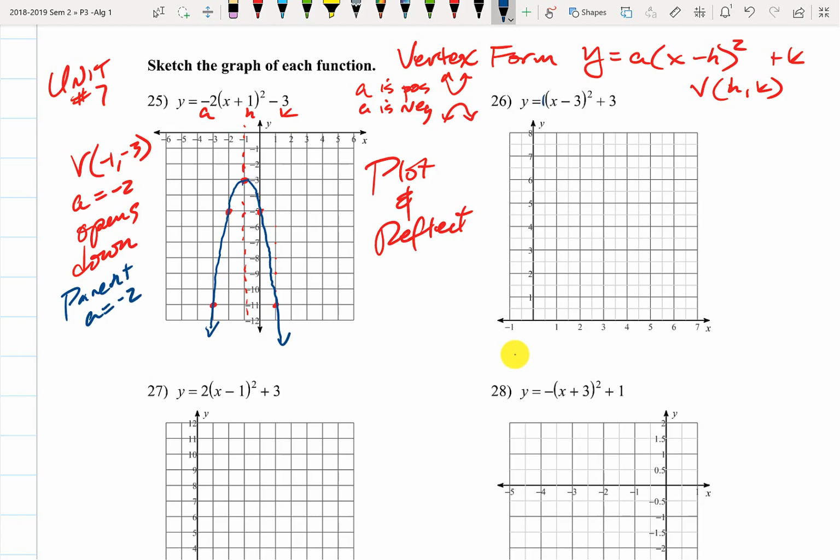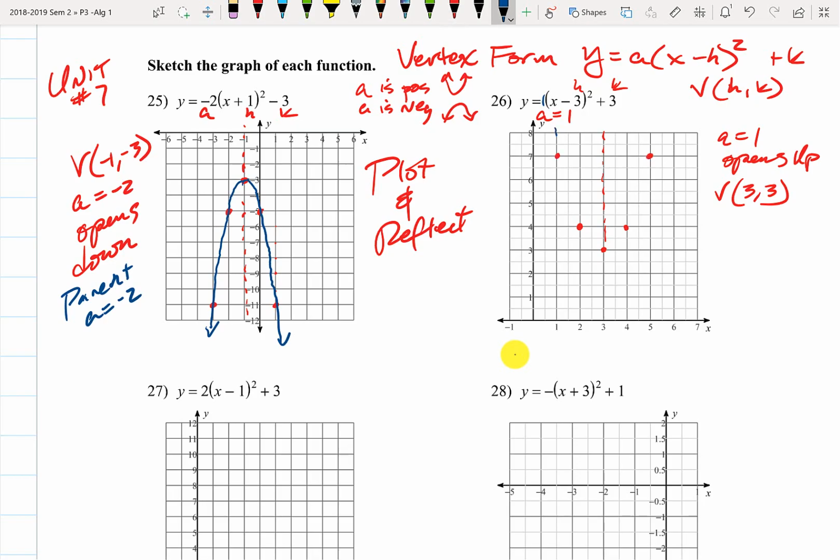Okay, here A is 1. So A equals 1. All right, opens up. All right, vertex HK is 3, 3. So you start there. Go right 3, up 3. Draw your line of symmetry. And then go right 1 up 1, reflect, right 2 up 4, reflect, and draw your curve.